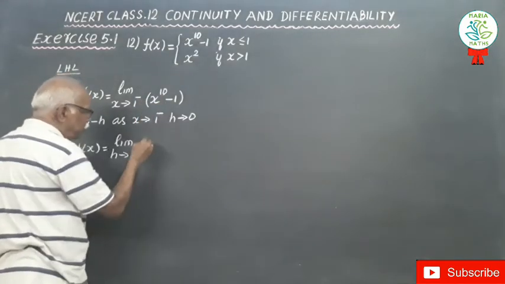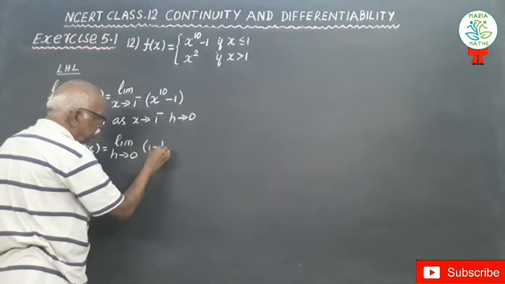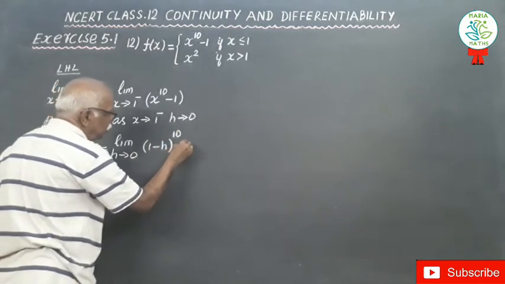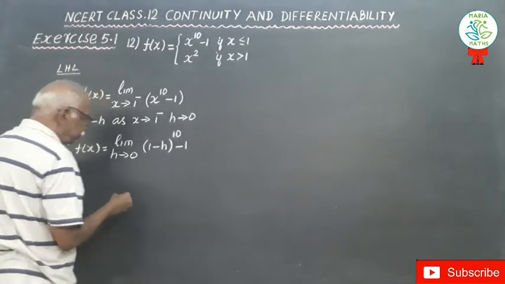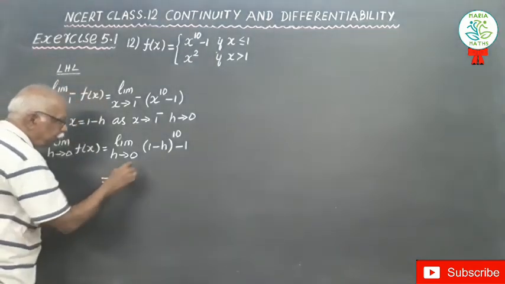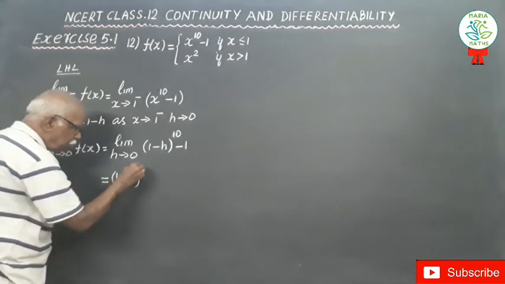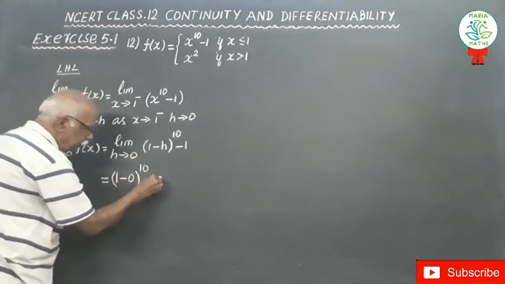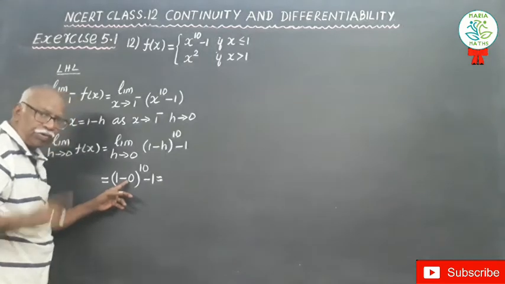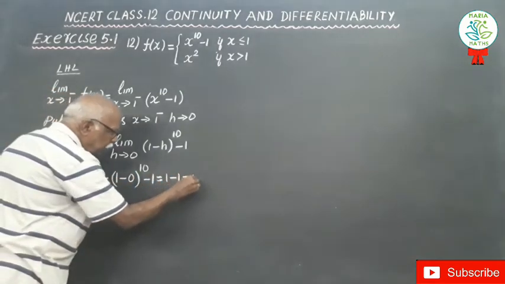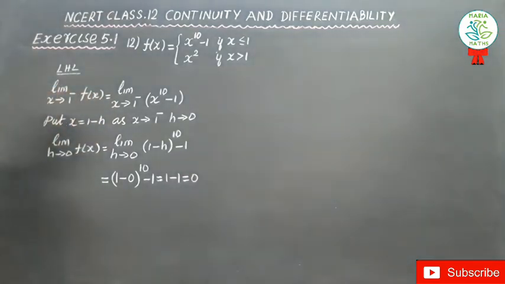In place of x, we have to put 1 minus h, the whole power 10 minus 1. Put h is equal to 0: 1 minus 0, the whole power 10 minus 1. 1 minus 0 is 1, 1 power 10 is 1, 1 minus 1 is 0. Therefore, left limit is 0. Then RHL.